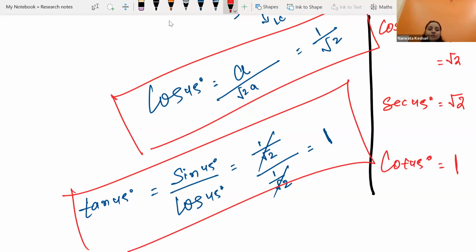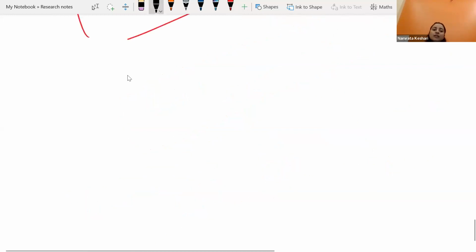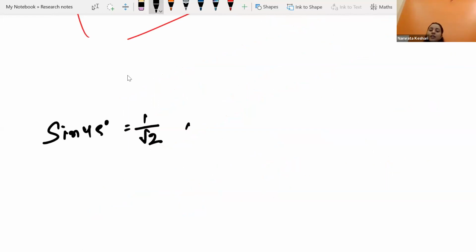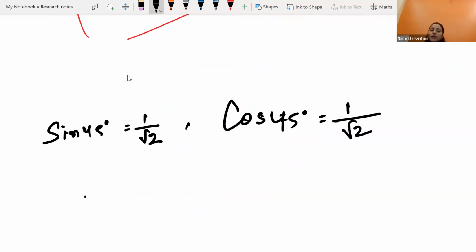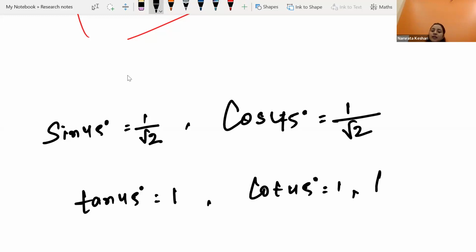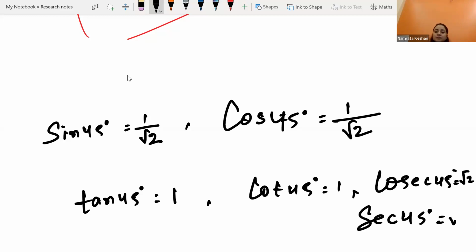Now let's summarize everything, whatever we have discussed so far. We have found that sine 45 degree is 1 by root 2. You need to learn it. In the next class, I'll be asking you what is the value of sine 45 degree. Cos 45 degree is 1 by root 2. Okay. Tan 45 degree we have found as 1. Now cot is also 1. Cosec and sec is just root 2. Is it clear so far to everyone? Yes. Okay. So these are the angle which we need to memorize.